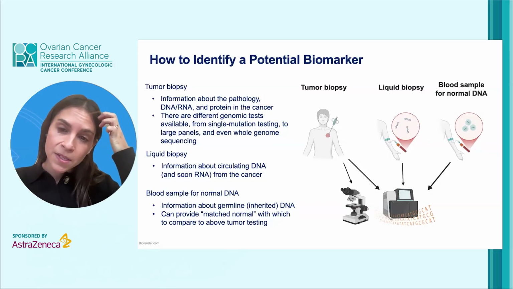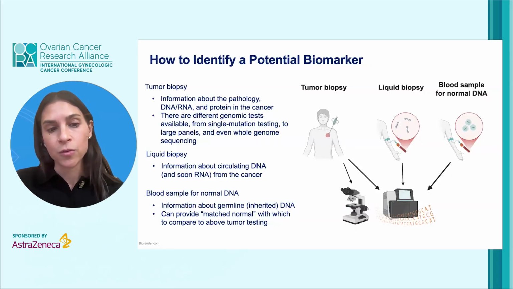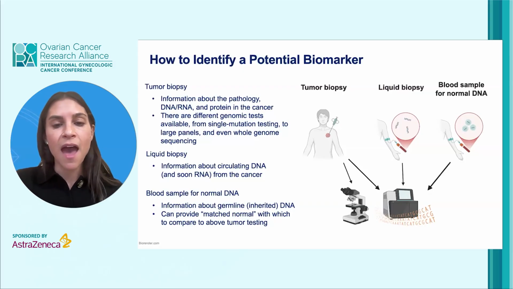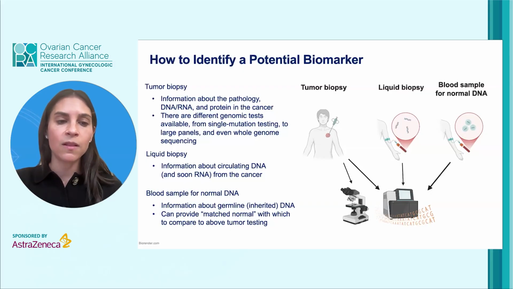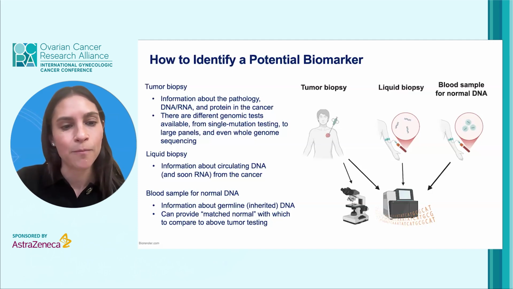In addition to tumor biopsies, there's something called liquid biopsies that are becoming more commonly used. This is a blood test that looks for circulating DNA in your blood that has been shed from the cancer. And that can give us information about mutations as well, and less information about RNA and protein now, but we are trying to develop circulating RNA tests as well.